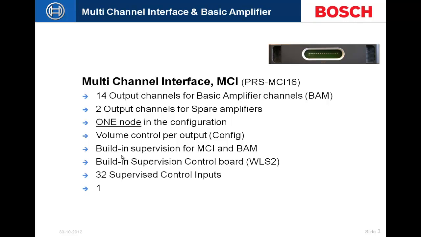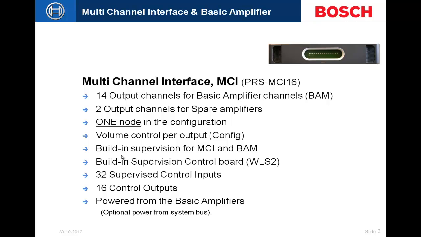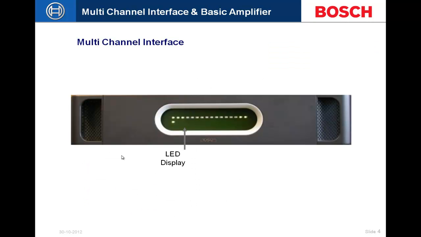32 supervised control inputs. Again, no common grounds used for any one of those 32 control inputs, and 16 control outputs. Those are freely programmable between zone actives, volume overrides, emergency indicators, or fault indicators. Basically, you can program those 16 outputs as needed. The MCI itself can be powered from the system bus, or it can be powered up by the basic amplifiers as well. There's an internal jumper setting that you can set how it's powered up.